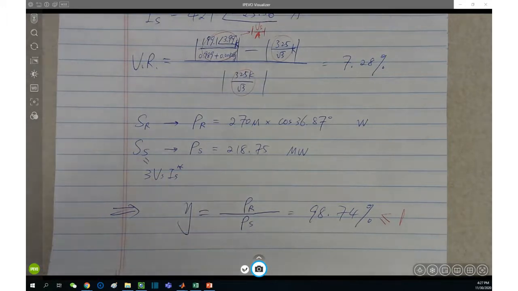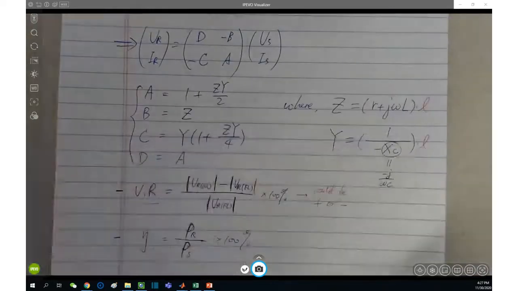Anyway, any questions? Any questions regarding this part?